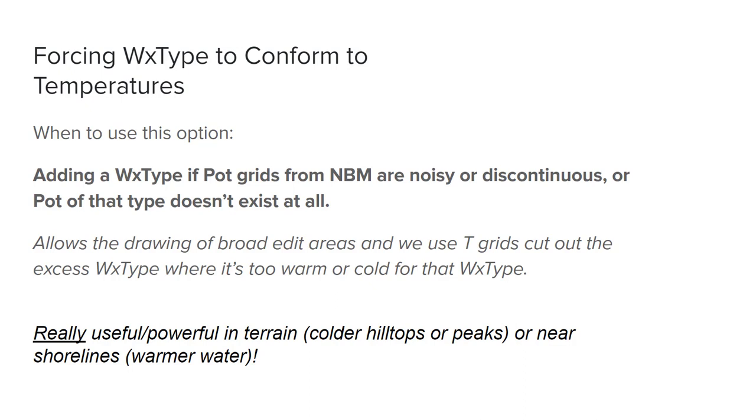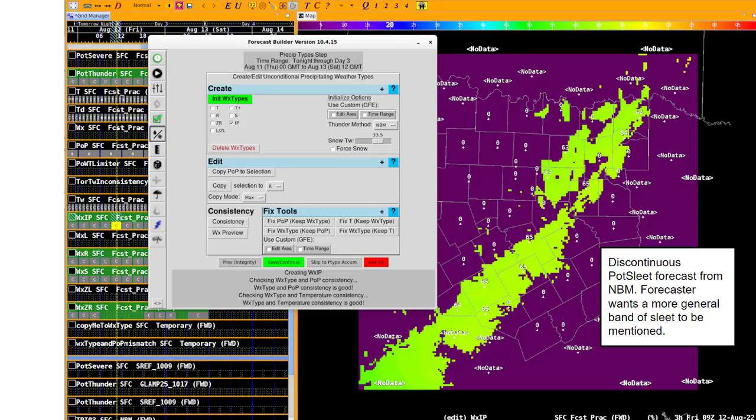This is really useful and powerful if your CWA has terrain, for instance, colder hilltops or mountain peaks, or shorelines where there's warmer water nearby. Here's an example of a messy, discontinuous pot sleet forecast. As a forecaster, I'm looking at this grid 3 days out, and I want to mention rain, sleet, and snow, not this overly precise mess from the NBM. My band of sleet at the transition zone isn't uniform or really even realistic.